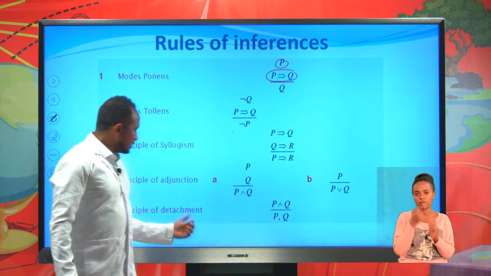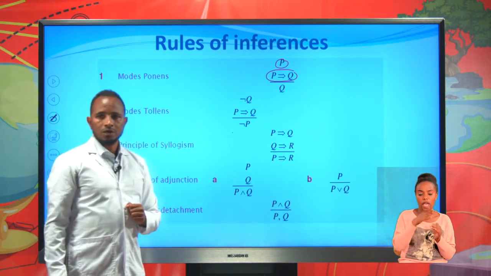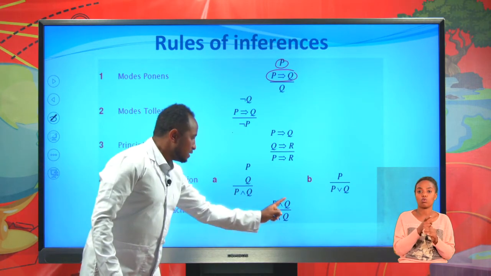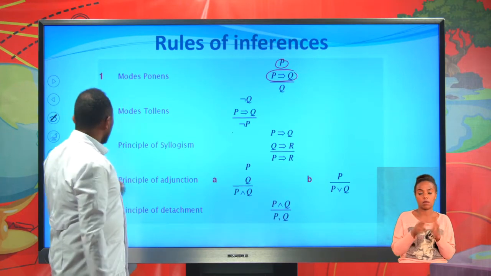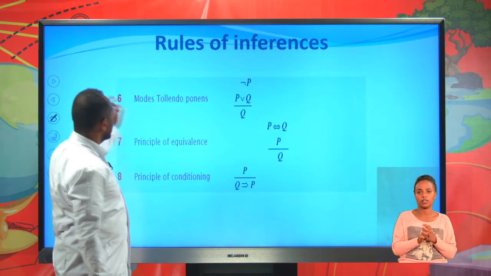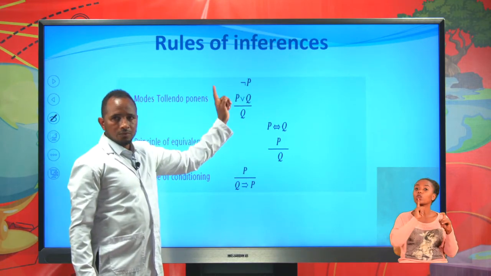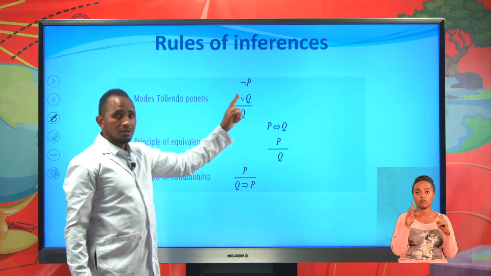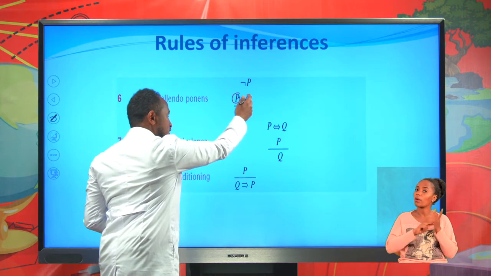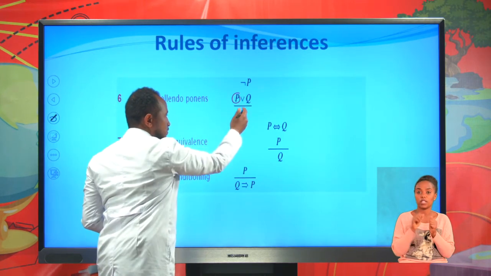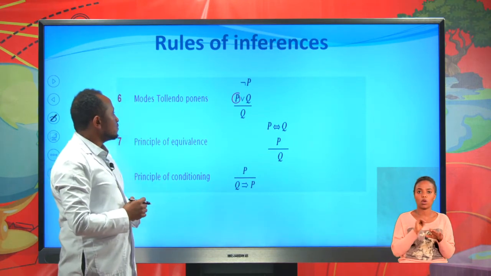Now here, the principle of detachment. If P and Q is true, both P and Q must be true. That's it. We call this the principle of detachment. The other rule of inference here: negation of P is true, which means P is false. Here, P is false. False or Q must be true for this statement to be true. Therefore, the conclusion is Q. It's valid. So we call this modus tollendo ponens.